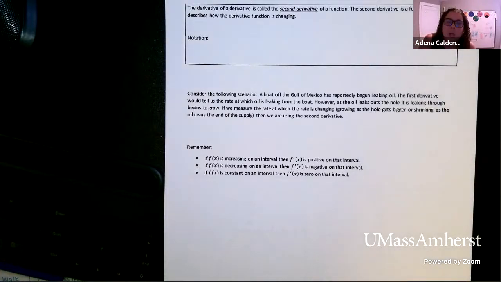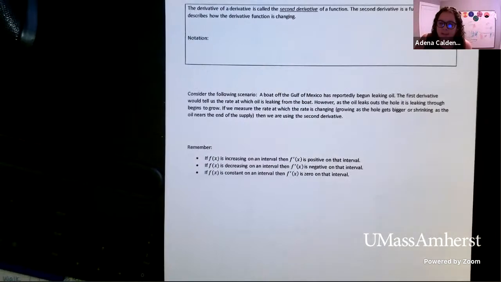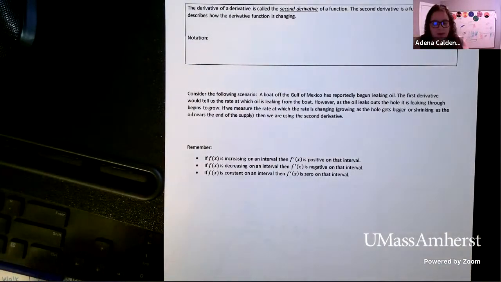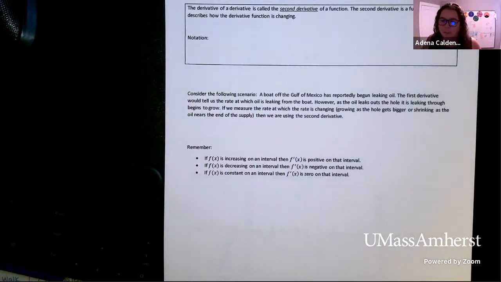Computationally, you can take as many derivatives as you want. You can take a third derivative, a fourth derivative. The functions that we're working with are not problematic in this way, but we will only be looking at first and second derivatives in this class because that's where the applications mostly lie, okay?